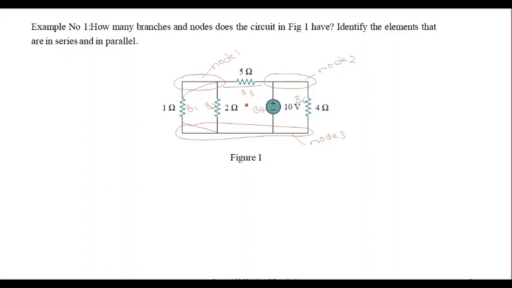Okay, now looking at the given condition, we have 1 ohm and 2 ohms, and they are in parallel with each other. This 1 ohm is parallel to the 2 ohm, and if you consider this as one combination, it is in series with 5 ohms, and again it is in series with the parallel combination of 10 volts and 4 ohms. This is how we can recognize it.